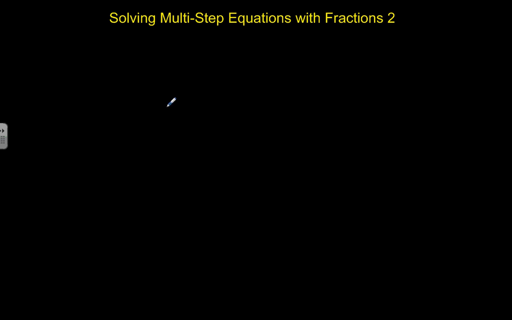Okay, so for this multi-step equation practice, I want to give us a fraction that's a little bit more difficult than the previous one. So I want to give us x plus 3 over 5, and let's tack on a negative 4 and set that equal to 1.